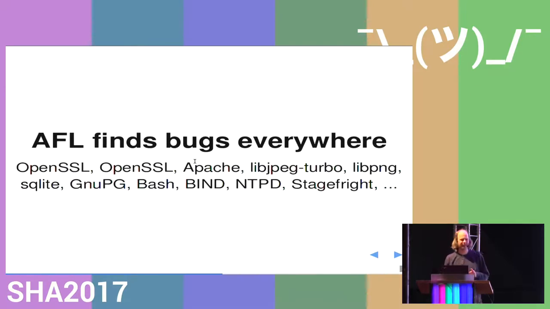So AFL, I tend to say, has basically found bugs in every major piece of software out there. I'm just naming a few. That should be OpenSSH, sorry, it's another error on the slide. So in OpenSSL, plenty of errors, in Apache, in libjpeg, libpng, which are the major image libraries, SQLite, GnuPG, Bash, whatever. These are just prominent examples, but if you go to the web page, you can find a list of where it has already found bugs. It's extremely effective.